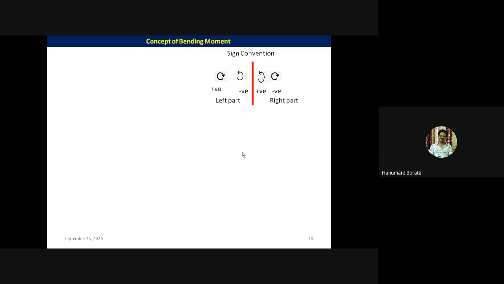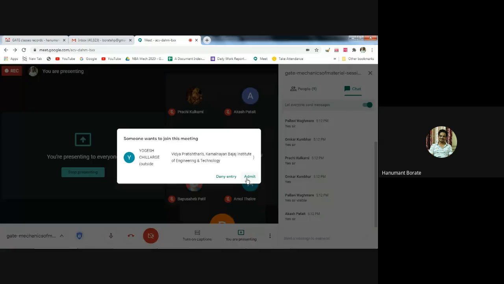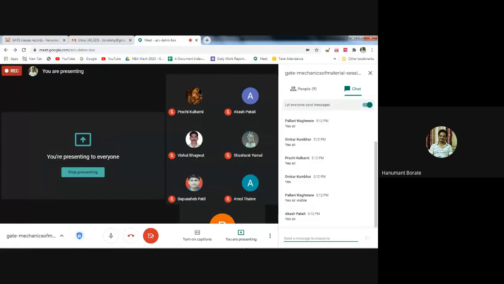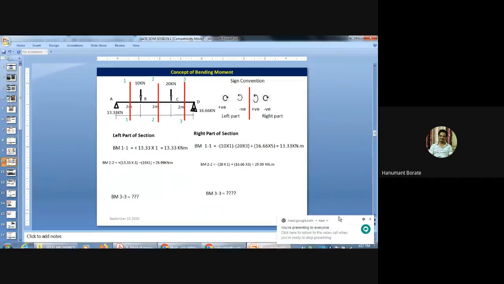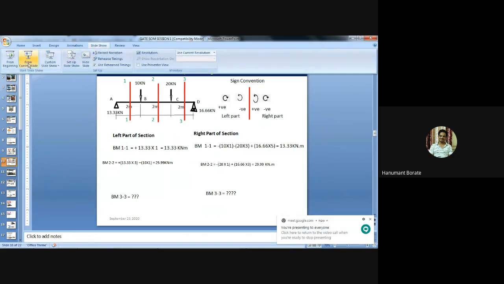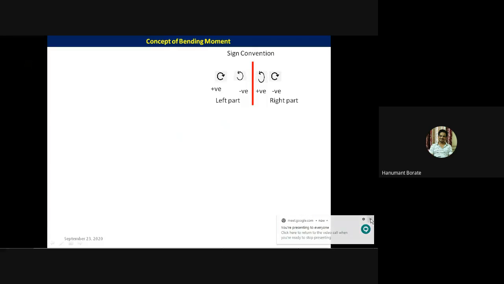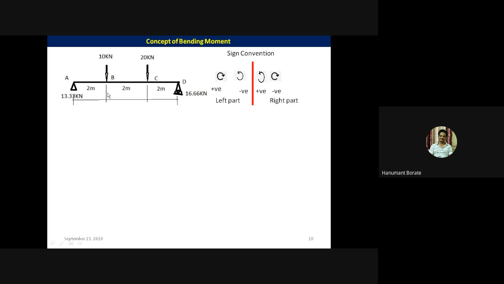Now we'll move to the bending moment. Bending moment is nothing but the algebraic sum of moments of all forces, either left part of the section or right part of the section. Now we'll take the same example. We'll see how to calculate the bending moment here.